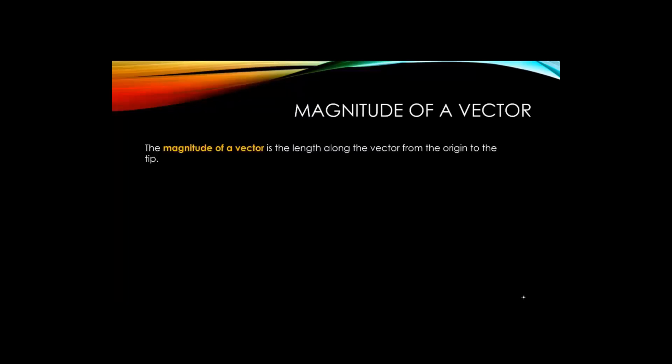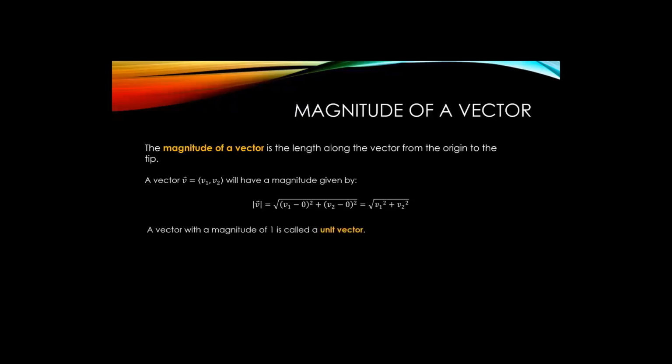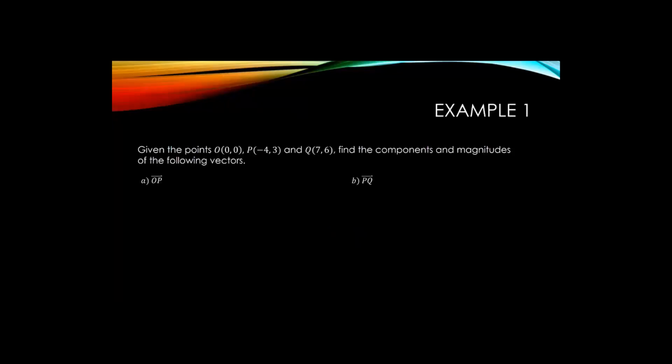The magnitude of my vector is the length along the vector from the origin to the tip of the vector. A vector v expressed by components v sub 1, v sub 2 will therefore have a magnitude given by placing the vector v inside absolute value bars and letting that be equal to the square root of the quantity v sub 1 minus 0 squared plus v sub 2 minus 0 squared, which becomes just the square root of the first component squared plus the second component squared. A vector with a magnitude of 1 is called a unit vector. Let's work a couple of examples.